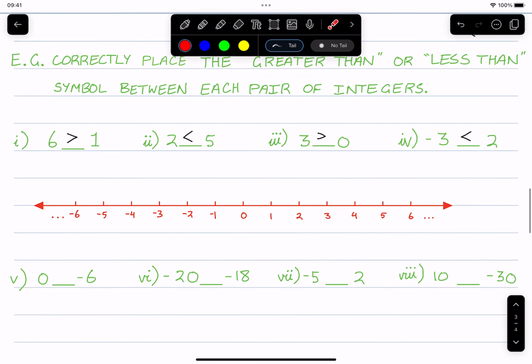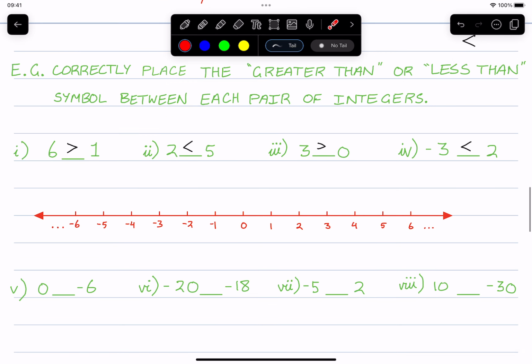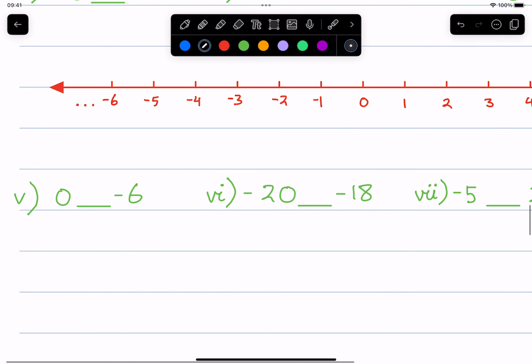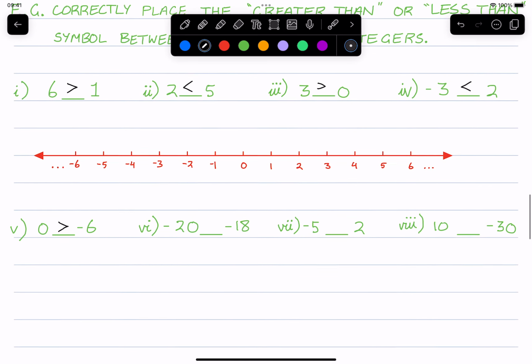Now it gets a little trickier with bigger and bigger numbers, but you can pause this video and give this a go yourself. 0 and negative 6. As we can see, 0 is here, negative 6 is here. 0 is more to the right of negative 6. Therefore, 0 is where the opening goes. So 0 is bigger than or greater than negative 6.